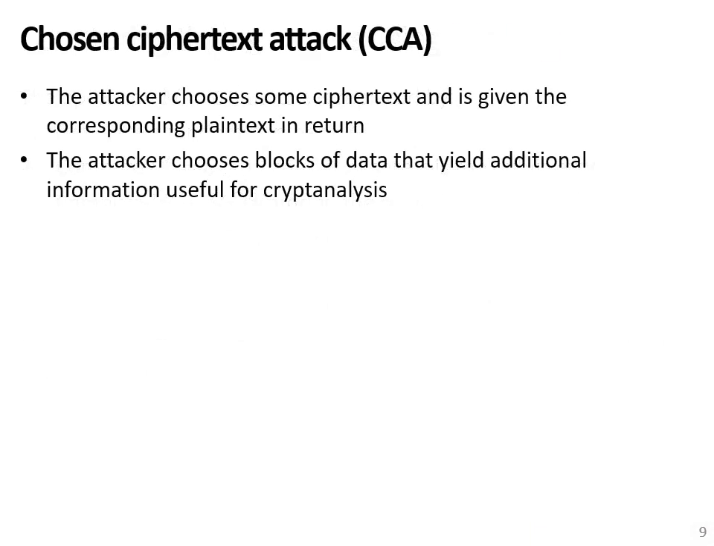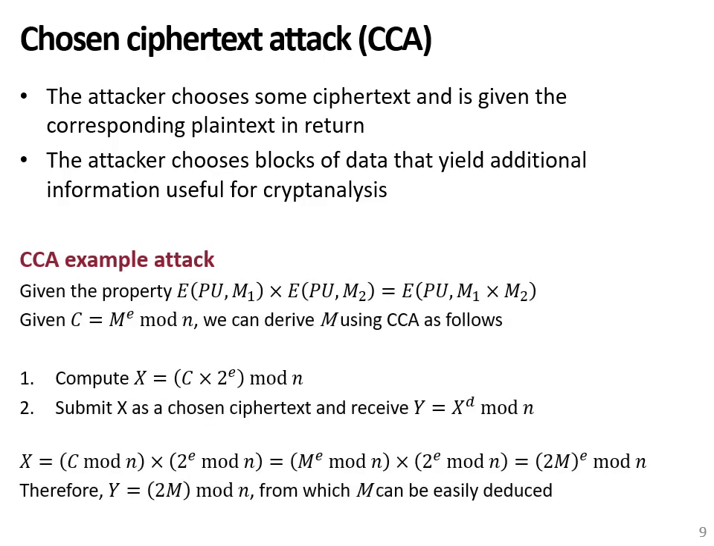The fourth and last type of attack is a chosen ciphertext attack, or CCA. Here the attacker is able to give some ciphertext to a receiver and receive back the corresponding plaintext. The attacker can choose blocks of data that yield additional information useful for cryptanalysis. Let me give you an example of how a chosen ciphertext attack, or CCA, can be performed.